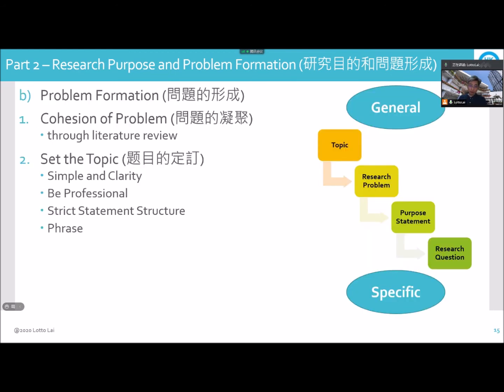How to form your problem? First, you need to cohere the problem through, most important, your literature review, find out what problem is not solved, and set your target. Your target setting should be simple, clarified, and professional, with the statement structured by phase. So from general to specific, you need to define your topic, your research problem, proposed statement, and your research question. When you write down the research question, it's more specific.